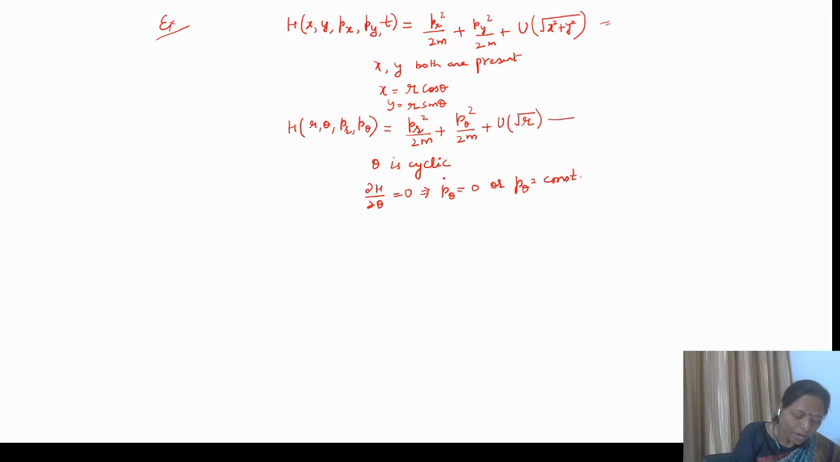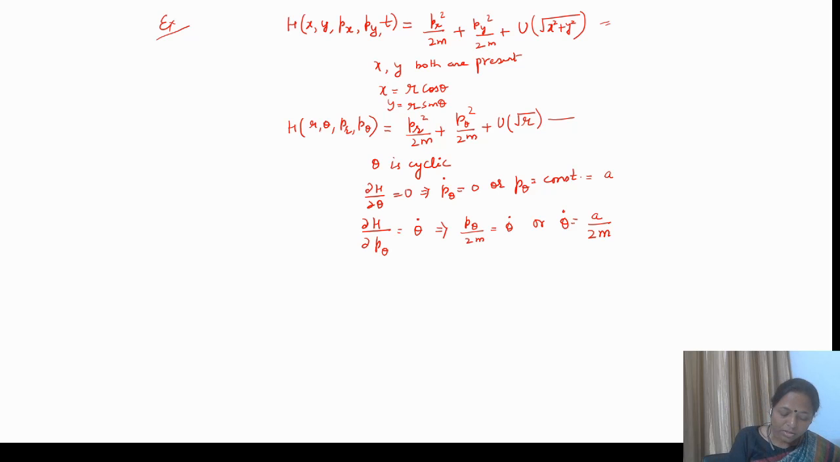Okay. Now what is the equation of motion? Delta H by delta p theta is equal to the corresponding coordinate, I'll write it in terms of theta dot. So this is equal to p theta upon 2m, let it be a, is equal to theta dot, or theta dot is equal to a upon 2m.